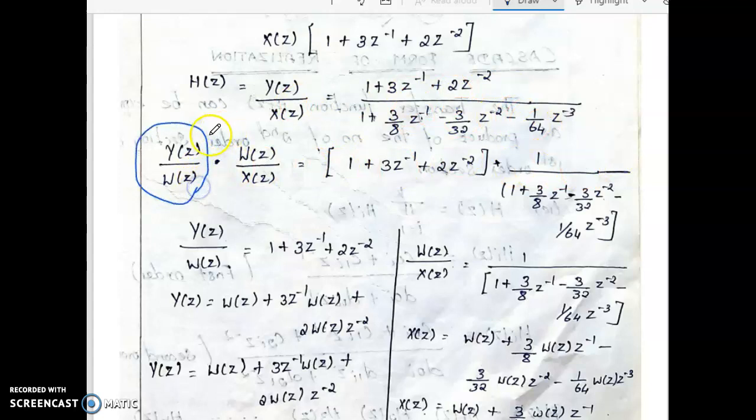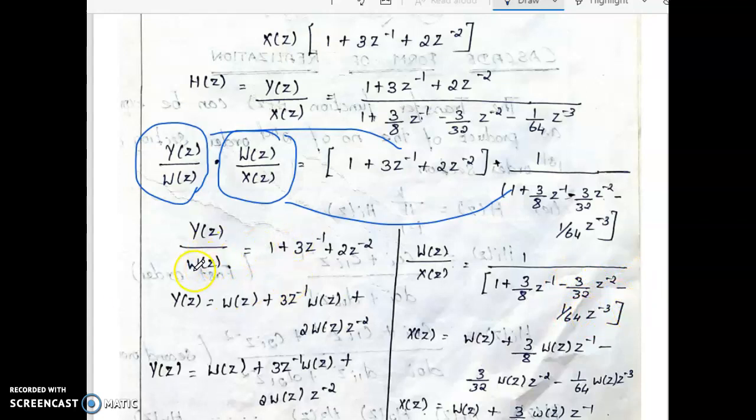This function is equal to our numerator term, and W(z)/X(z) is equal to the denominator term. So I am writing this term: Y(z)/W(z) = 1 + 3z^-1 + 2z^-2, and W(z)/X(z) = 1/(1 + 3/8 z^-1 - 3/32 z^-2 - 1/64 z^-3).